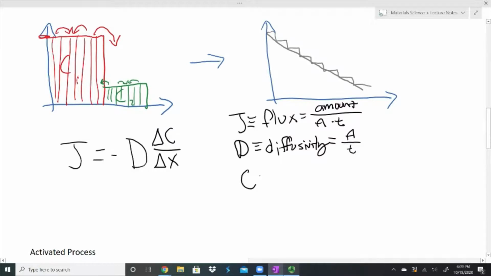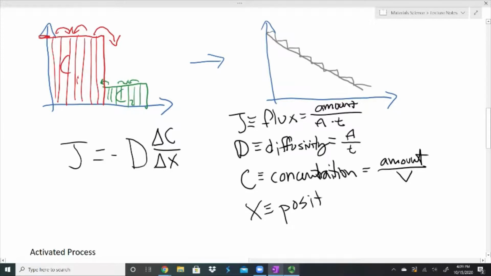My C is my concentration. And my concentration is my amount per volume. So how much stuff, how many molecules do I have in any given volume? If my volume is bigger, I have a smaller concentration. And my X is my position. It's my length into or through my material. That's my length. So this here is for steady state.